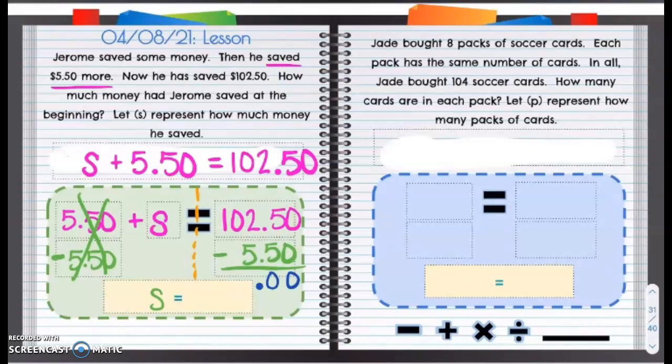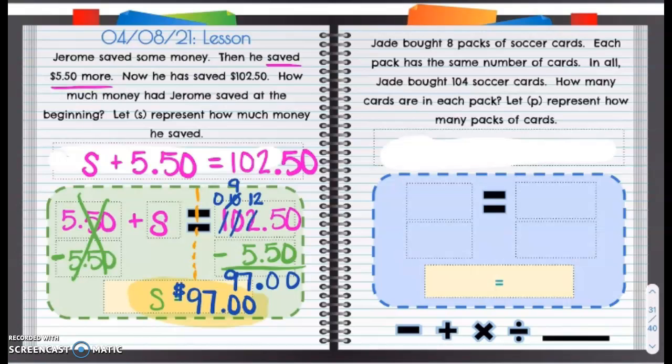Drop that decimal. 2 minus 5 we can't do. 1 becomes a 0 to make that a 10. Now that 10 becomes a 9 to make this a 12. 12 minus 5 is 7. 9 minus 0 is going to be 9. 0 minus 0 is 0. So total, $97. You can put the dollars if you want. You do not have to. But the total amount saved before was $97.